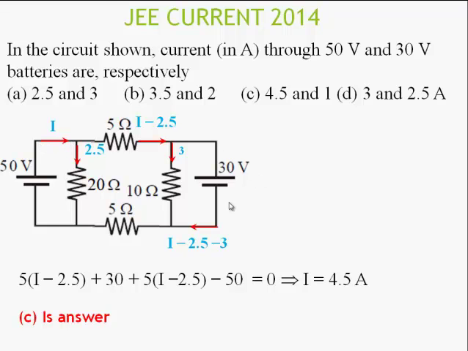Obviously in this region, the current is 4.5 minus 2.5 minus 3, which comes out to be 1. Obviously you can see there is no other option here, 4.5 goes only with 1, but it is reconfirming that your calculation is not wrong. So you take its value here, and C is the answer. This was the question from JEE Main 2014.